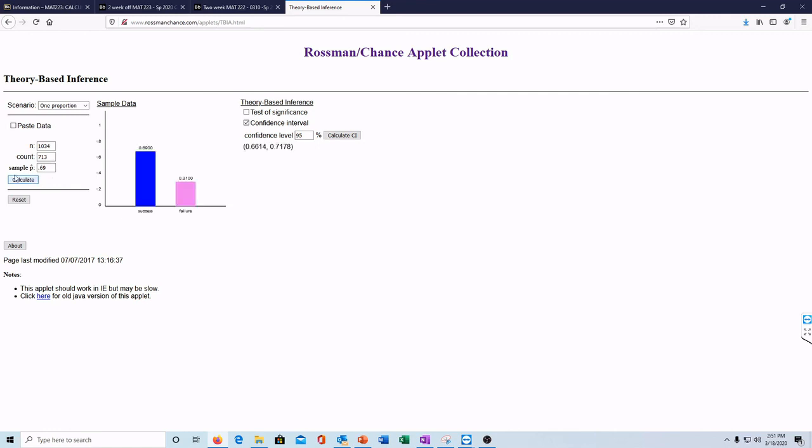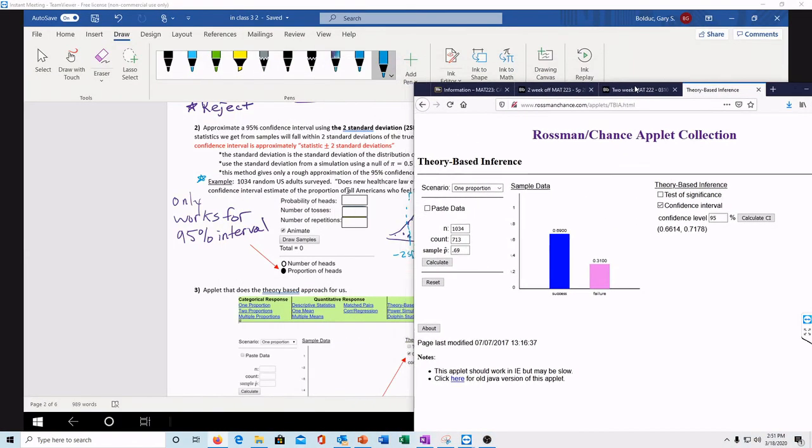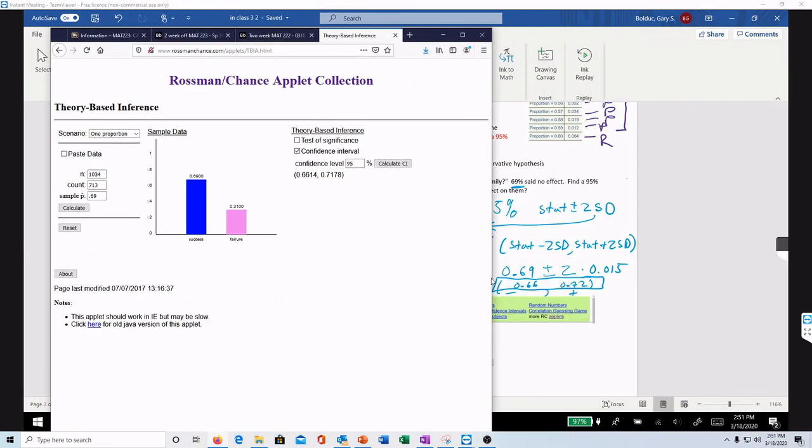Okay, so do a little calculation, and then boom, immediately the confidence interval pops up. 0.6614 to 0.7178. So let's just double check how close that is to what we got with the 2 SD method. 0.66, yep. 0.72 with a little rounding, exactly the same.